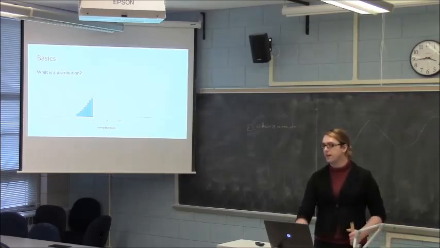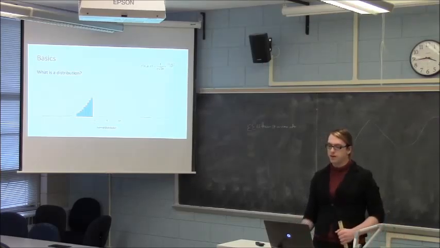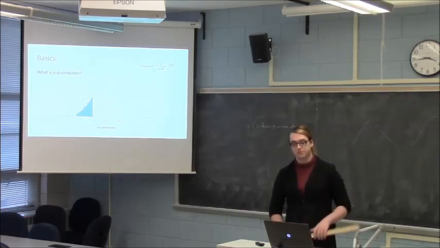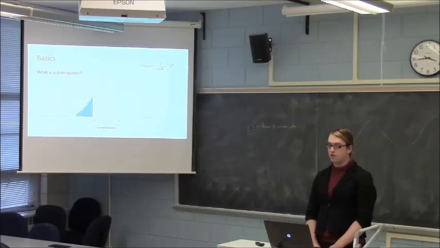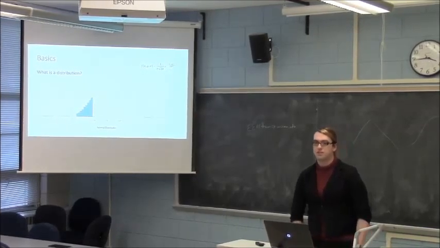To do that, of course, we need the function for the curve, which we know to be 1 over sigma times the square root of 2 pi times e to the negative x minus mu squared all over 2 sigma squared, which is a mess, and no one wants to look at that.